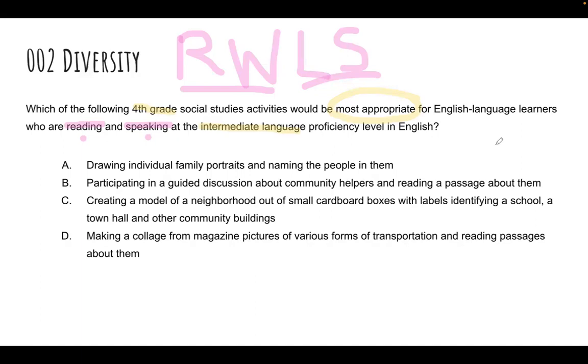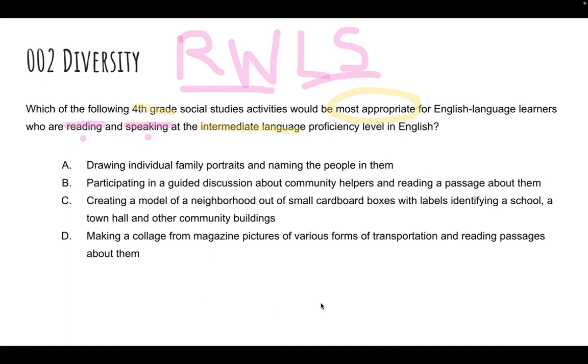Participating in a guided discussion about community helpers and reading a passage about them. C, creating a model of a neighborhood out of small cardboard boxes with labels identifying a school, a town hall, and other community buildings. D, making a collage from magazine pictures of various forms of transportation and reading passages about them.